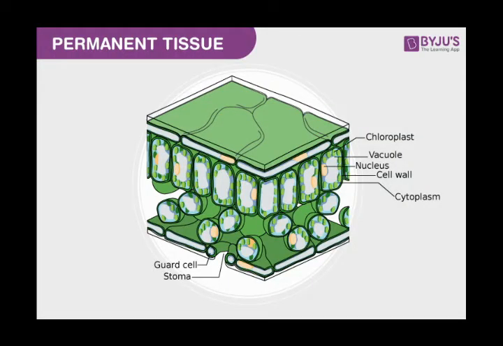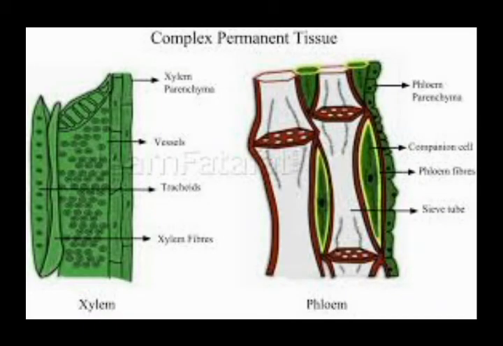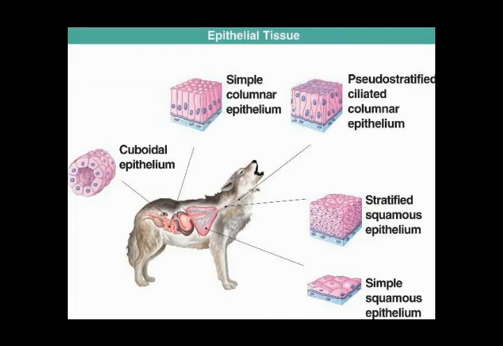The permanent tissue is also known as homogeneous tissue. It is divided into two parts, simple permanent tissues and complex permanent tissues. Examples of simple permanent tissue are parenchyma, collenchyma, and sclerenchyma. Examples of complex permanent tissue are xylem and phloem. Secondly, let's talk about animal tissues.